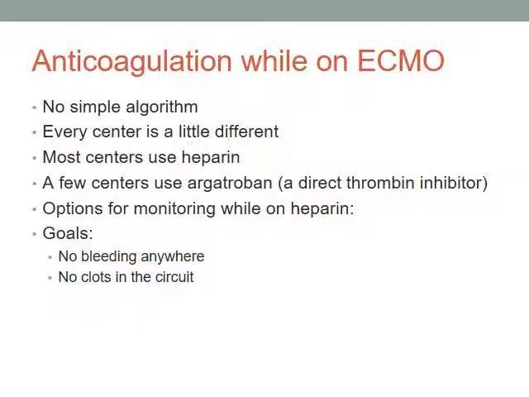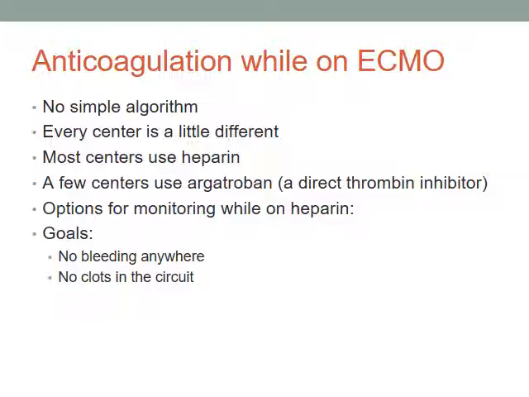And we have some very simple goals. We don't want bleeding anywhere. We don't want clots in the circuit. And if the patient were to bleed, we want the patient to clot. So you want no bleeding, but if there is bleeding, you want to clot, but we don't want clots in the circuit. Okay, show of hands, how often does that happen?